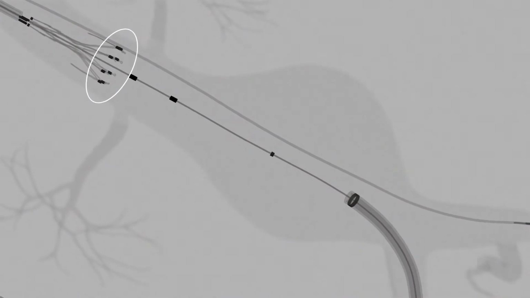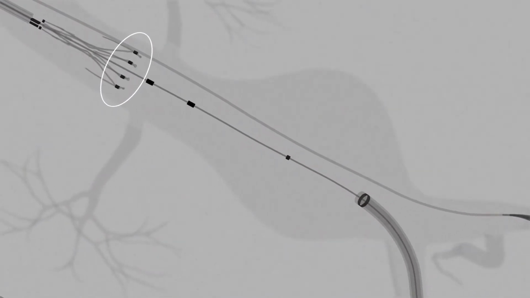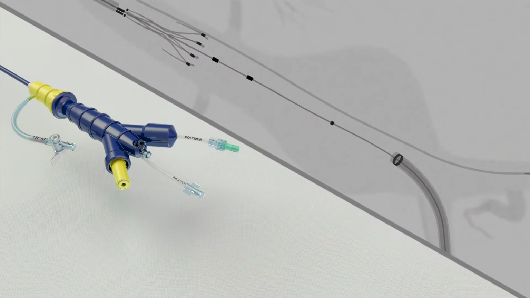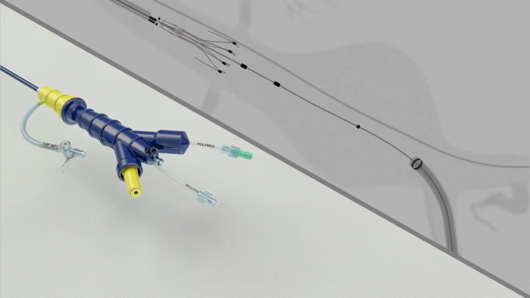Using fluoro, orient the C-arm to align the 8 radiopaque markers at the top of the graft to achieve an orthogonal view. Inject contrast to locate the renal arteries and ensure precise positioning of the graft at the intended landing site.